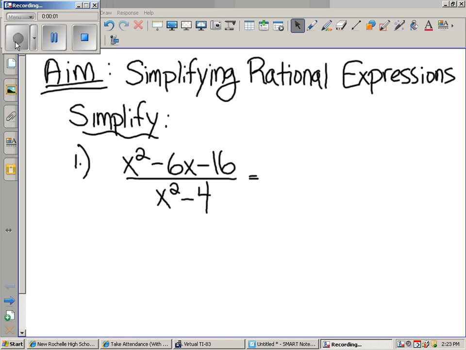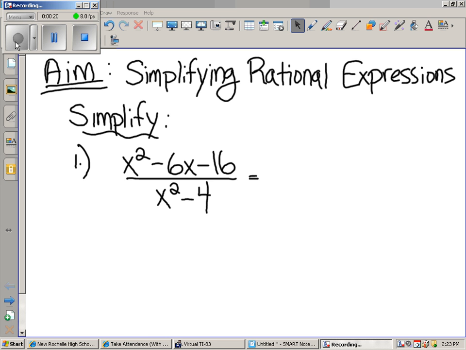Today's discussion centers on how to simplify rational expressions. We're on problem number 1 here. There are items in this problem that are separated by addition or subtraction. Can you cancel them? Yes or no? No, you cannot.